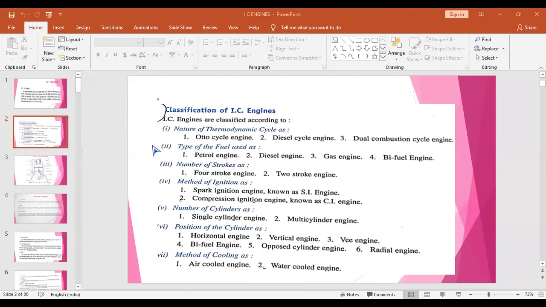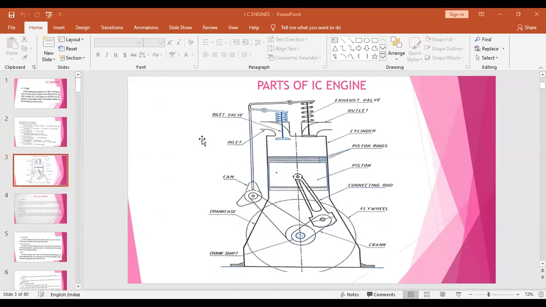So this is the classification of IC engines. Write down the question: list the classification of IC engines. Next question, I think question number 3. Question number 3: write the neat diagram of the parts of the IC engine.